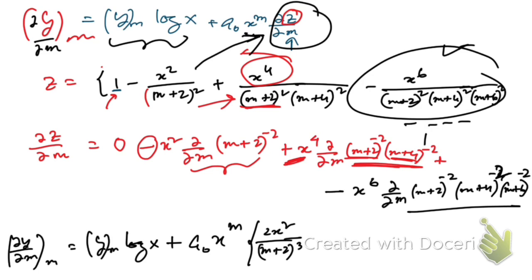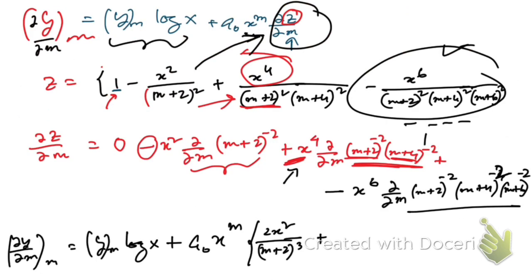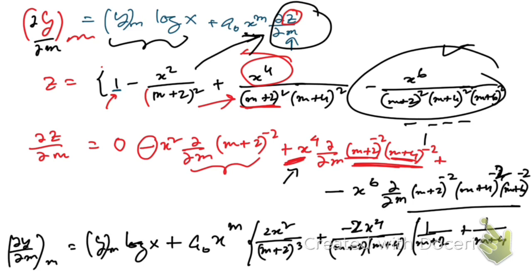And then the next term we have is plus x to the power 4. Here you can see we have minus 2. If you multiply here plus x to the power 4, we can write x to the power 4 as well. Okay, then the next term should be minus 2 into x to the power 4 by (m plus 2) into (m plus 4), and within the bracket we have 1 by (m plus 2) plus 1 by (m plus 4), and so on.